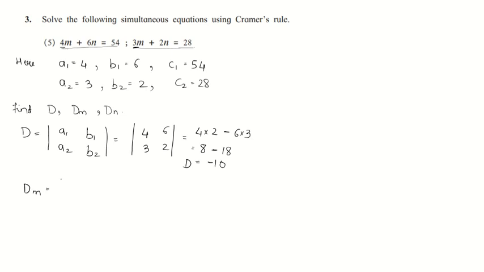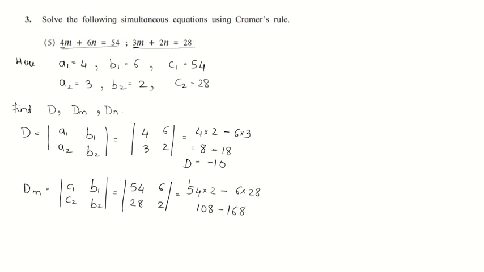Find Dm. How to find Dm? It is c1, c2, b1, b2, where c1 is 54, c2 is 28, b1 is 6 and b2 is 2. That is 54 into 2 minus 6 into 28. 54 into 2 is 108, minus 6 into 28 is 168. So plus into minus is minus, sign of the bigger number, it will be negative: minus 60. Dm is minus 60. Now Dn is equal to how much? How to find this? a1, a2 and c1, c2.